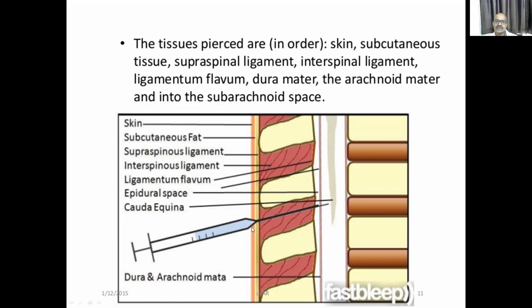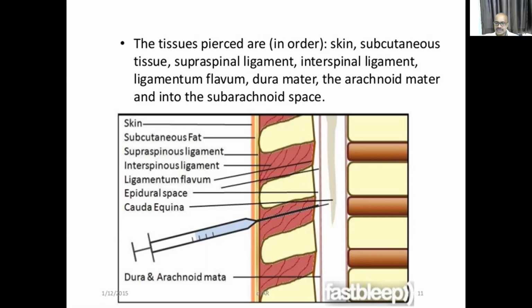So the skin, the subcutaneous tissue, the interspinal ligaments, the ligamentum flavum, the dura and the arachnoid are closely applied, close to one another. There is not much space, and then we enter the subarachnoid space. So while piercing, there is suddenly a giveaway feeling when we enter the subarachnoid space.